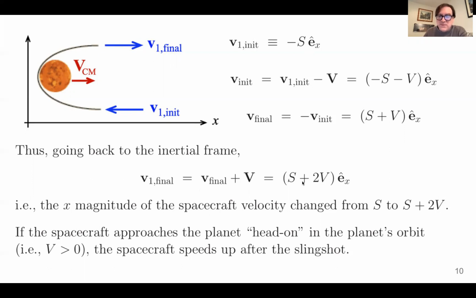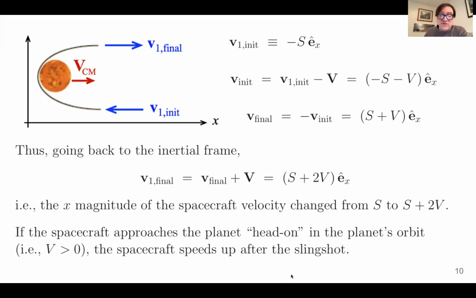So when you actually compare the magnitudes of the velocity of the spacecraft in the inertial frame from the before to the after, the actual magnitude of the velocity, the speed, has increased from s to s plus 2v. So the spacecraft has gotten a boost. It's gotten a gravity assist, and it's been sped up after this slingshot maneuver.